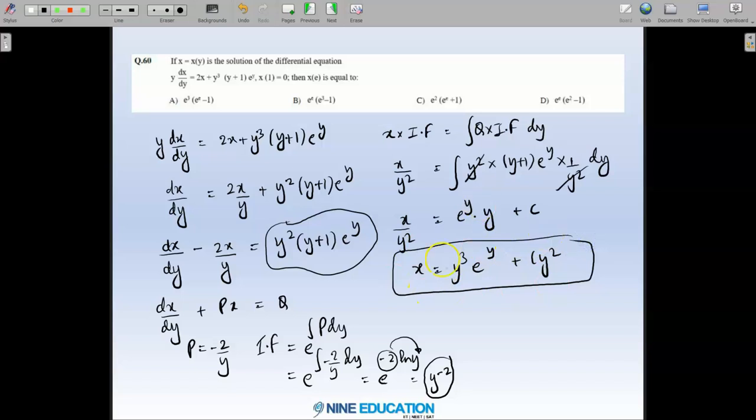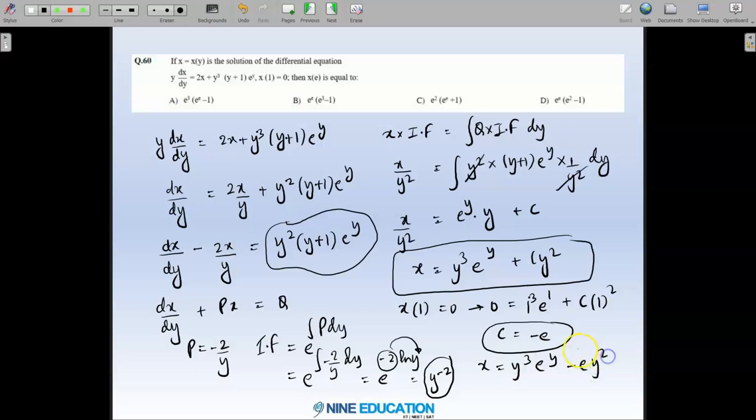To get the constant value, they have given a condition that x(1) is equal to 0. It means 0 is equal to 1 cube e power 1 plus c into 1 square. So from here I can get the c value as minus e. So overall the function is x is equal to y cube e power y and then minus e y square. So at x equal to e, I mean x(e) value, if you want to find, you have to put y equal to e, which will be e cube and then e power e, then minus e into again e square. So I can take e cube common, it will be e power e minus 1, which is option A.